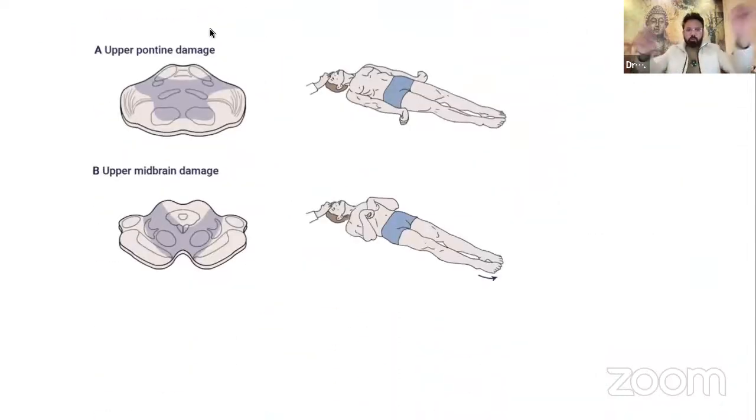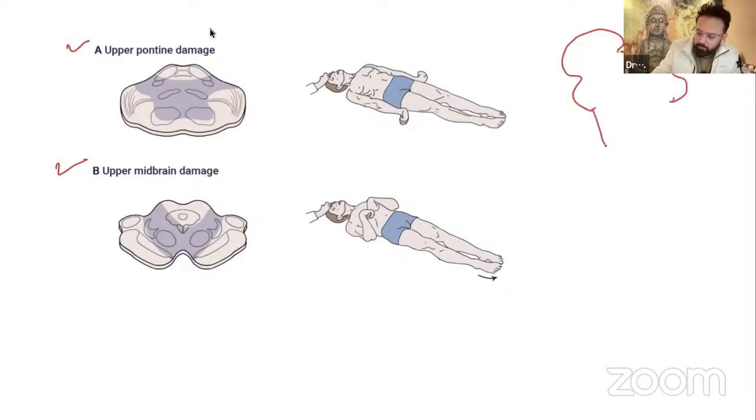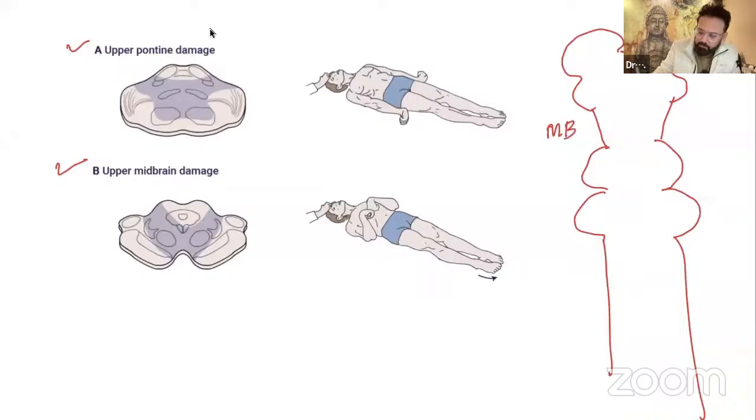Now, so if there is upper pontine damage or upper midbrain damage, what will happen? So doctors, you know, this is your cortex, midbrain, pons and medulla. So if lesion, this is your midbrain, doctors. This is your pons. This is your medulla. Okay.